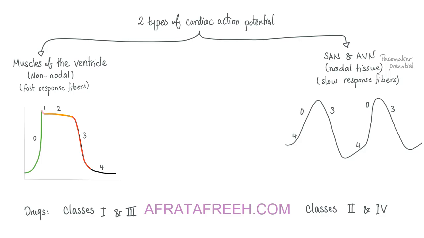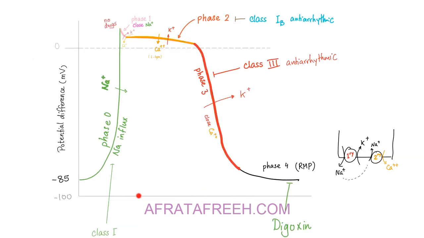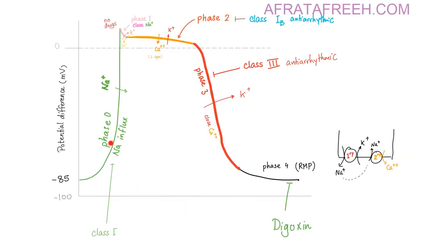How do we treat the arrhythmia that happens here? By class 1 and class 3 antiarrhythmics. How do we treat the arrhythmia here? By class 2 and class 4 antiarrhythmics. 1 and 3 for the muscles of the ventricle, 2 and 4 for the SA and AV node. Let's start with the muscles of the ventricle. You have phase 0 and then phase 1. 2 is the plateau, and then you have phase 3 and then phase 4 and back with phase 0 again.